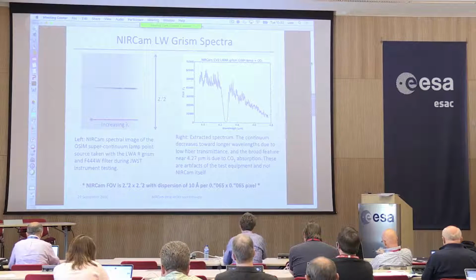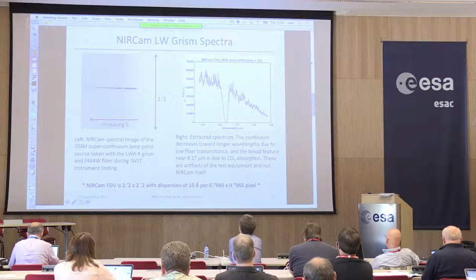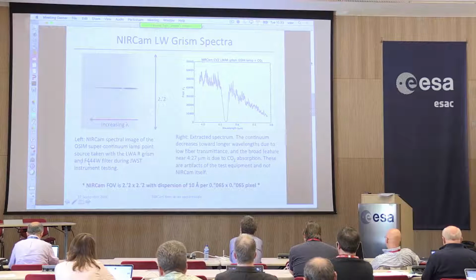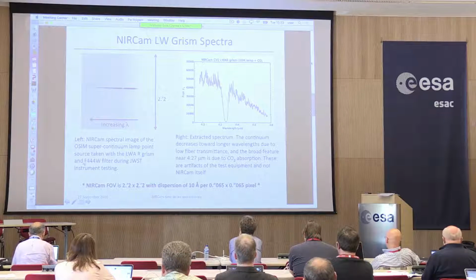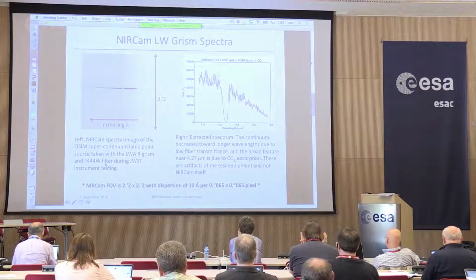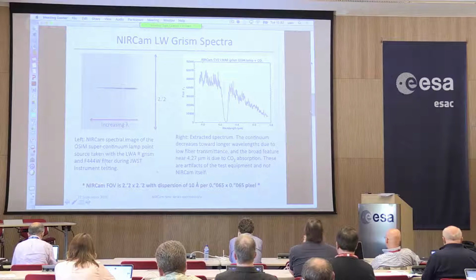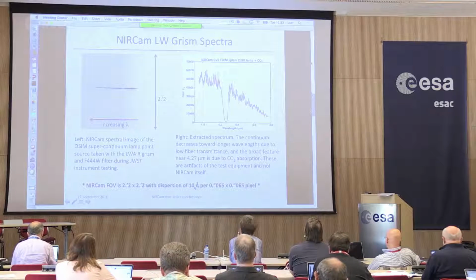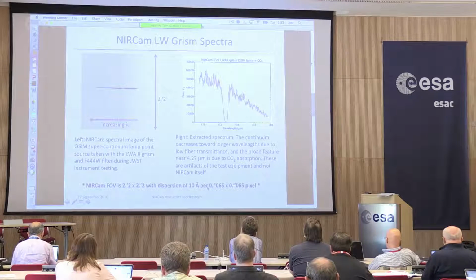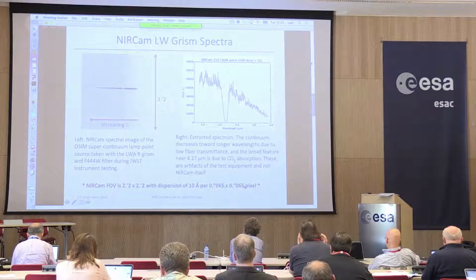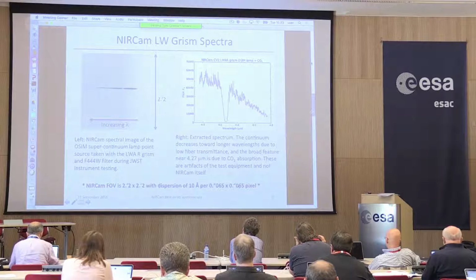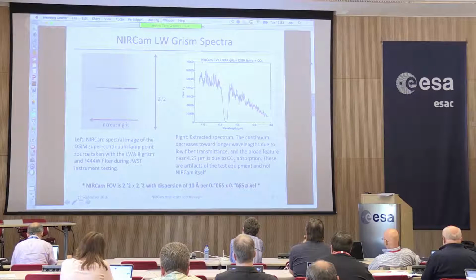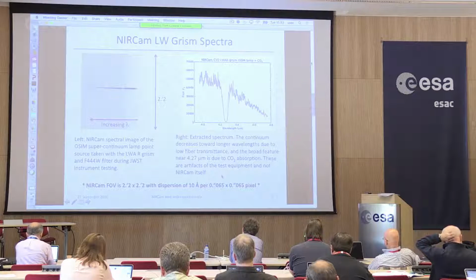This spectrum is taken through this particular filter that goes from 4 to 5 microns, the F444W filter, and the dispersion with all the spectroscopy is pretty close to 10.0 angstroms per pixel. The pixels on the long wavelength side are 65 by 65 milliarcseconds, and it's 2 pixels per diffraction element at 4 microns.